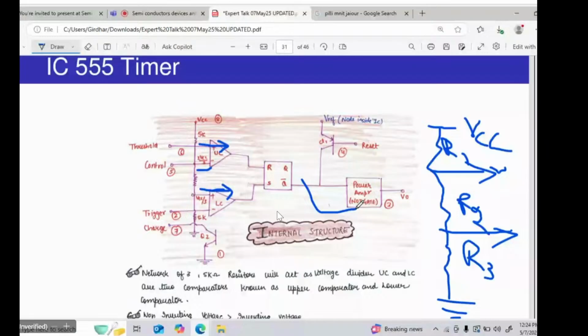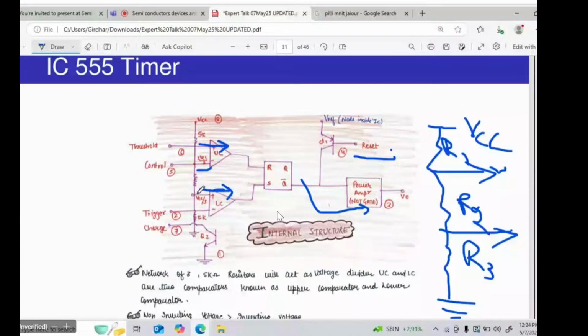Now, what is the use of the power amplifier? The power amplifier is used in the internal circuit of the 555 timer IC because it can supply larger output power to the load. Right. Here there are two transistors. Why are we taking the transistor Q1? It is used to reset the output. This transistor Q2 is used as a discharging transistor because it provides a discharging path to the externally connected capacitor.